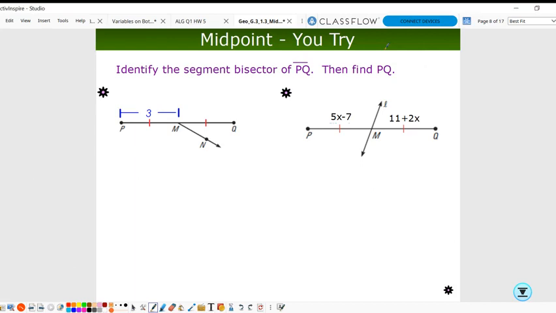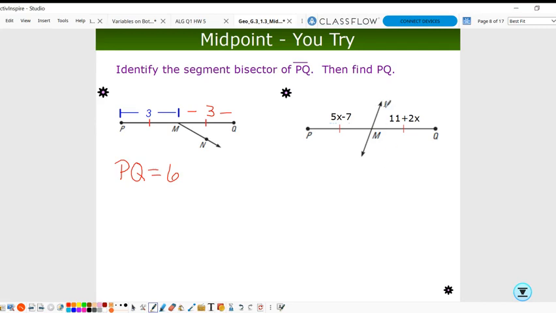You try. Go ahead and pause and see if you can figure out PQ. We want to find the length of PQ. We're told that there is a segment bisector. In our first example, ray MN is our segment bisector. If PM is 3, then MQ is also 3. Therefore, PQ has a length of 6.